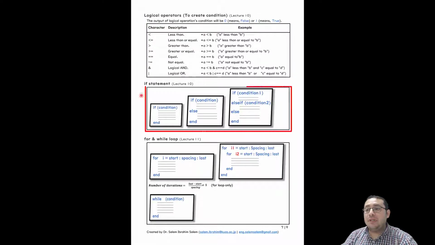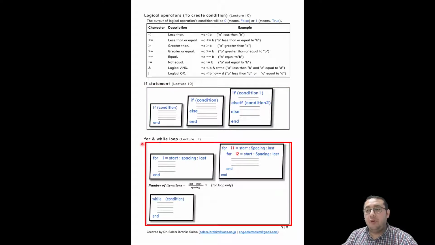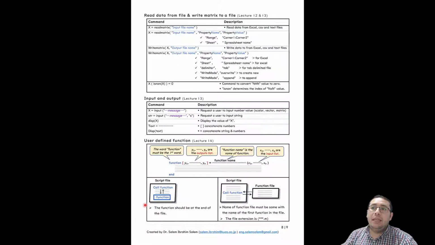And then the if statement with the 3 forms of if. And for looping, we have the for loop, the normal for loop or nested for loop, and the while loop. And then how to read data from a file and how to write data to a file.